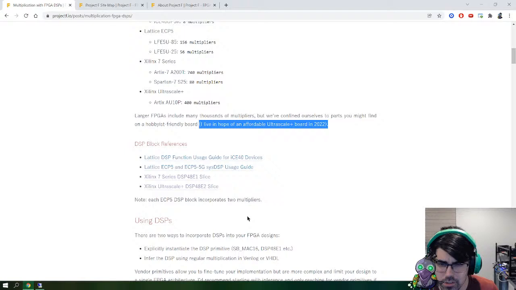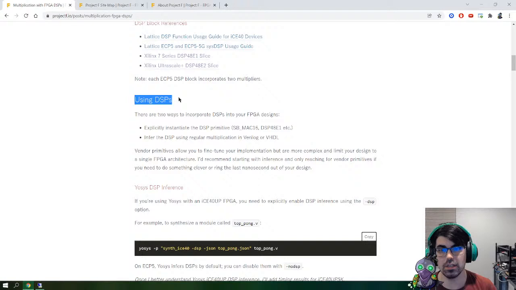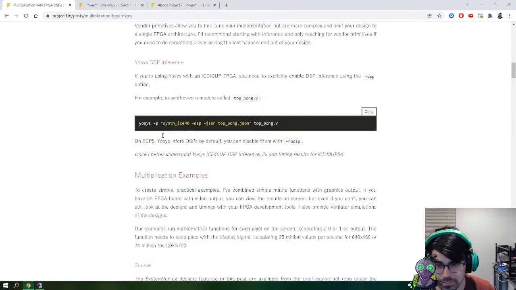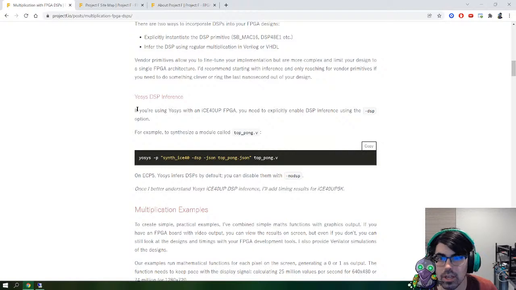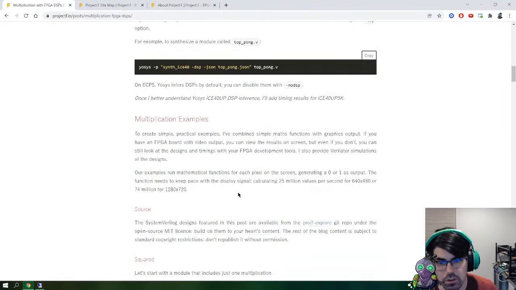Really interesting stuff. Using DSPs in designs: yes, we can explicitly instantiate the DSP primitives, or we can infer them using multiplication in HDL. Very important. I want to get good at the primitives. I guess I've inferred these for a long time. We have a Yosys design. You'll need to explicitly enable DSP inference using the DSP option, for example. You can disable this. Yosys is open source tools, but let's see some examples.